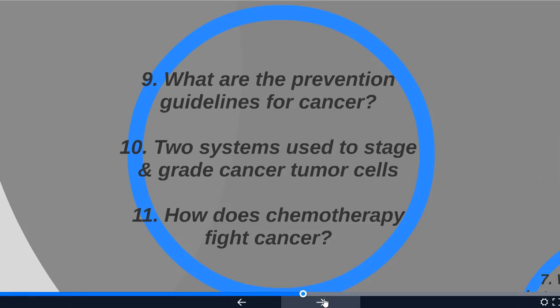1 out of every 4 deaths in the United States is found to be cancer related also. So if you can take heed of some of those prevention guidelines and try to help yourself out a little bit or help your loved ones out in preventing the possibility of getting cancer, you will all be the better for it.